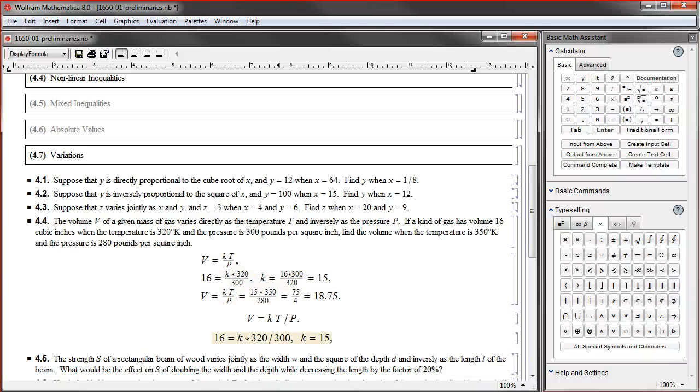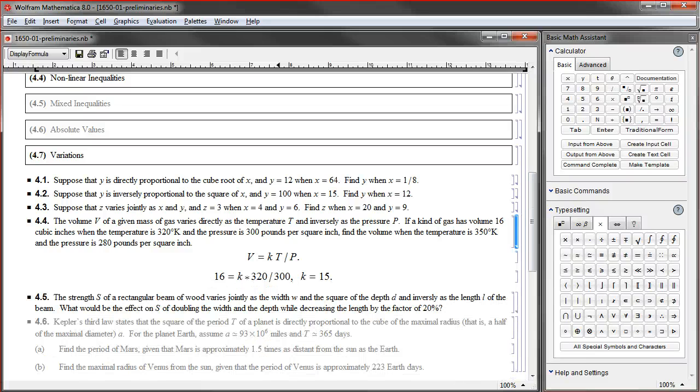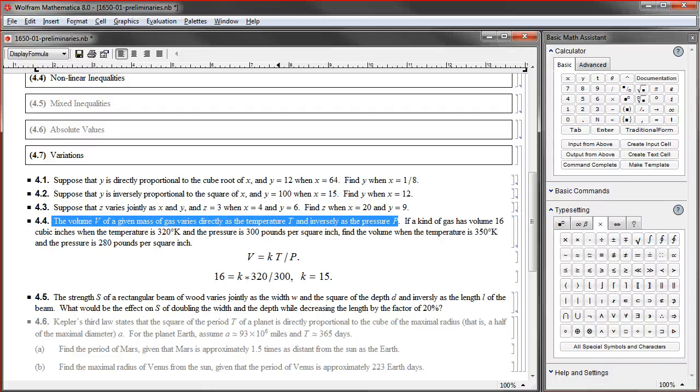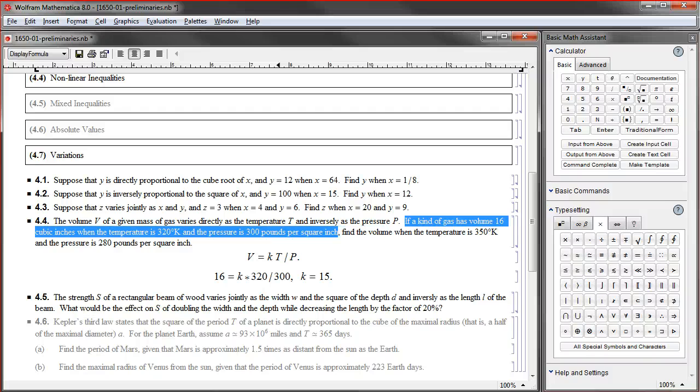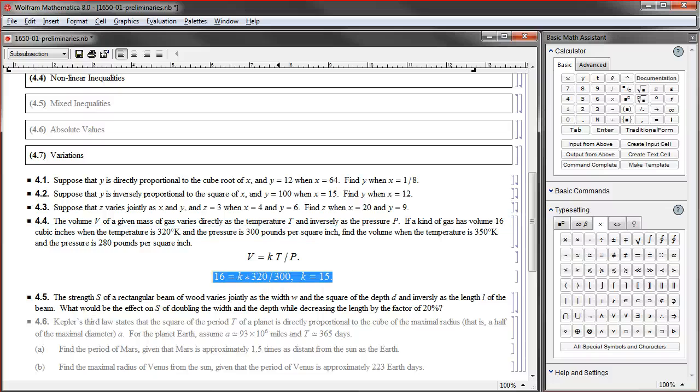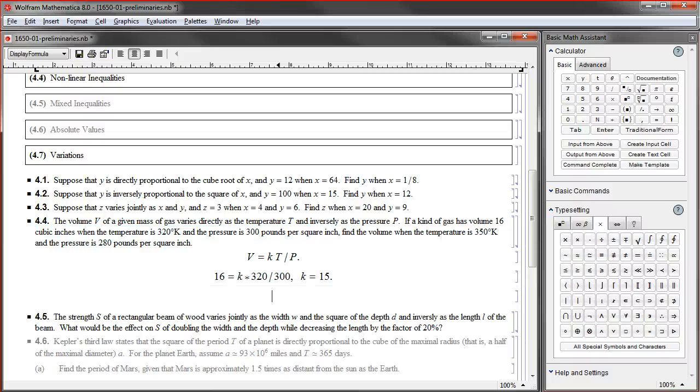Okay, let's put 15 there. And the detailed computation is left to the student. That's step 2. Let's recap what we did. The first sentence gives you a variation equation. That's step 1. The second sentence gives you the K value, that's step 2, and then the third sentence is the answer to the problem: find out the volume.